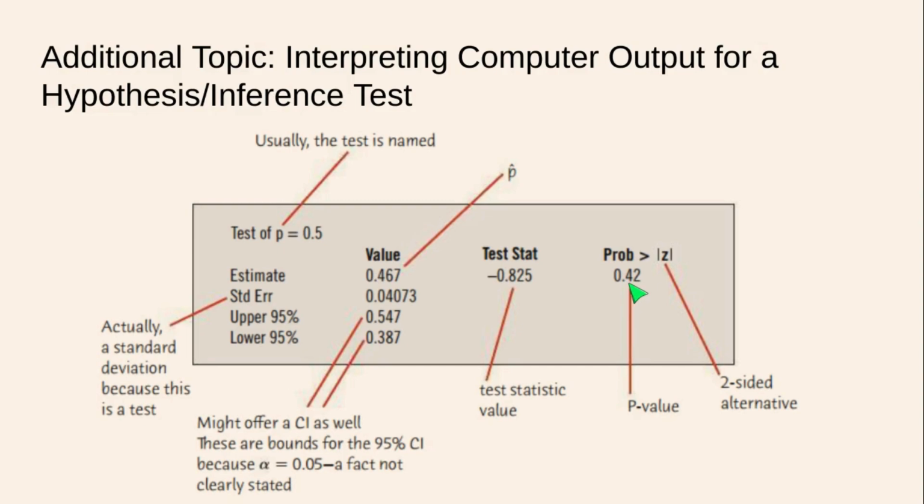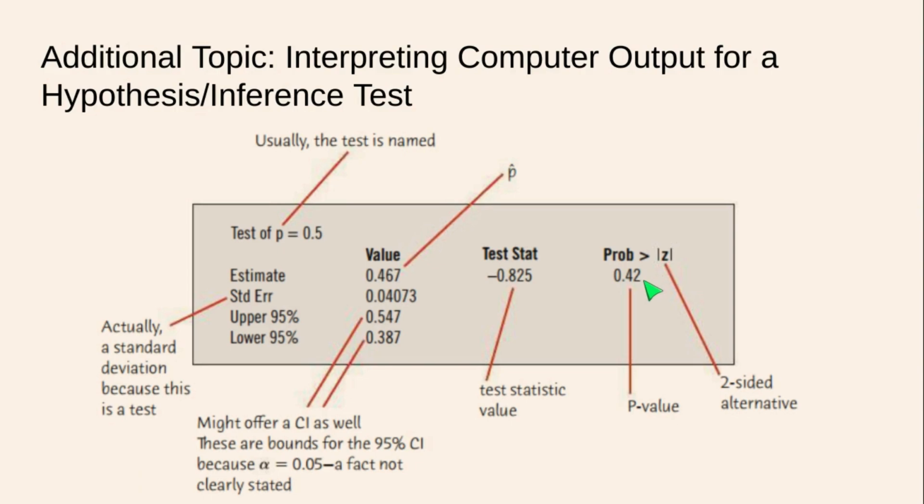And p-value, let's interpret this right here. Probability greater than absolute value of z. If you were to just see z here, that'd be a one-sided alternative, right? But if you see an absolute value of z, that is a two-sided alternative, okay? So if you see that absolute value there, that means we are looking at both sides of the bell curve. If you don't, that means we're looking at one side of the bell curve.